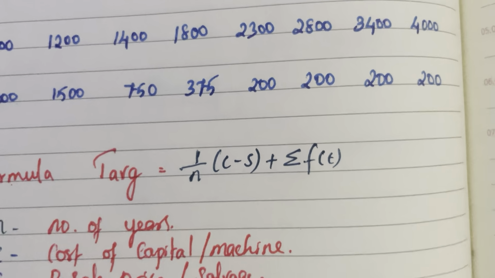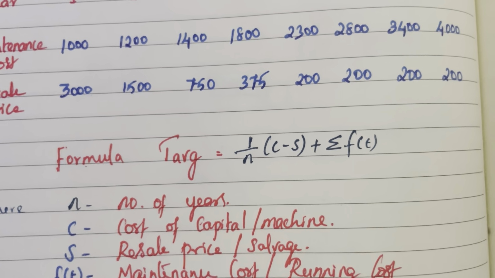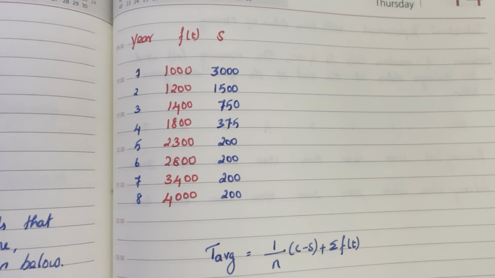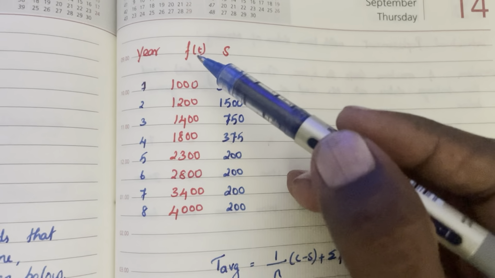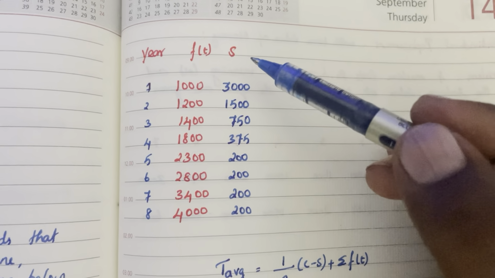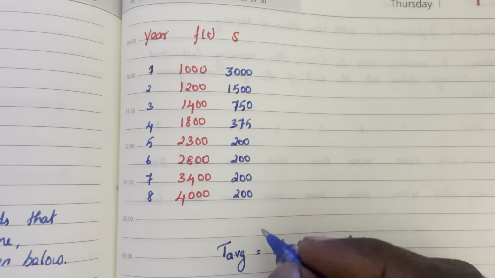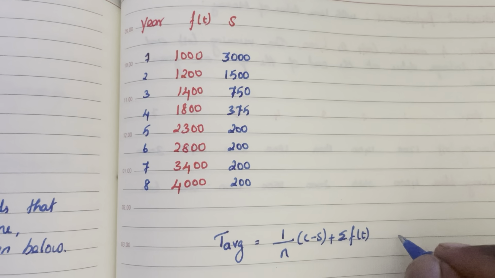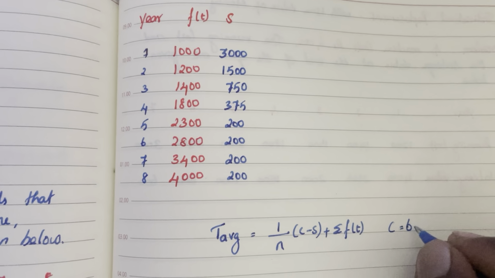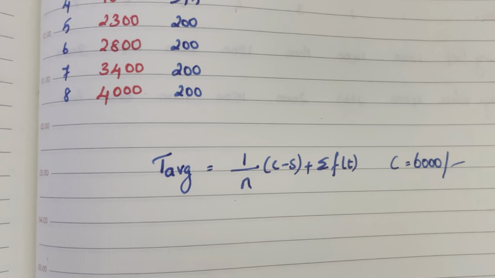You will find out at what time we have to replace that particular machine. Okay guys, now we will solve the problem. We have taken the year, f of t is your maintenance cost, and salvage value is s. From the question we have written all these things, and the value of c, that is your cost, is also given. So c is 6000. Now we have to use this particular formula.